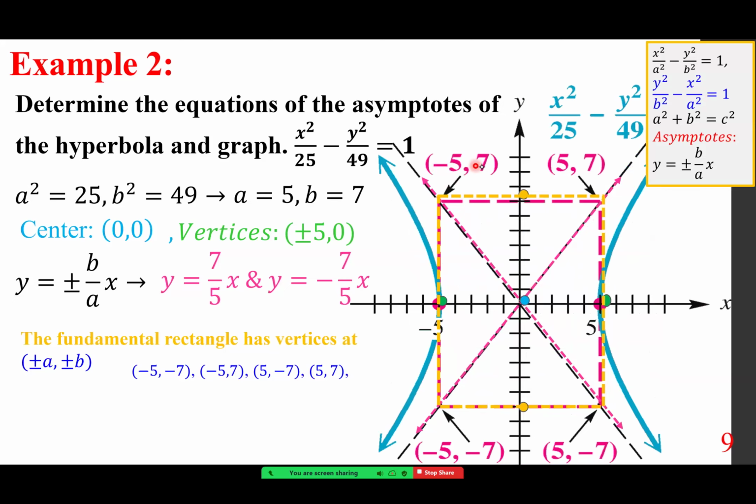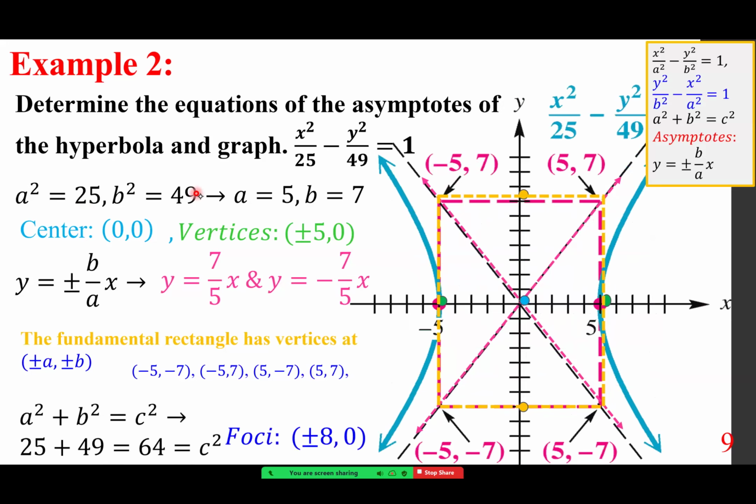And again, a squared plus b squared equals c squared. So that means 25 plus 49 is 64, and c becomes 8. Therefore, plus minus 8, comma 0. And so it may not be to scale, but this should be sort of here. So 8, 0 and negative 8, 0.